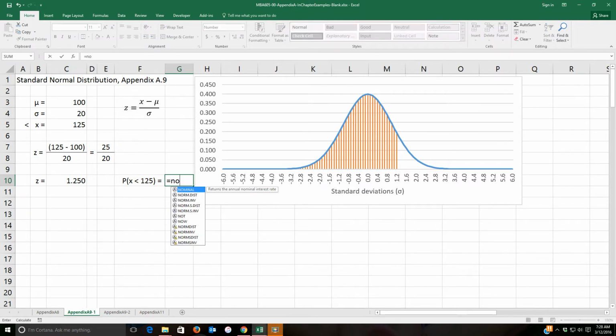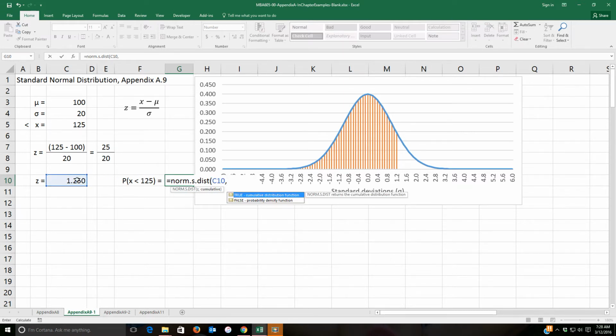So the probability of x being less than 125, we find that in Excel by using the norm.s.dist function. The norm.s.dist function wants to know the z-score, which we've calculated, and we're using a continuous distribution, so we're going to always answer true to the cumulative question.